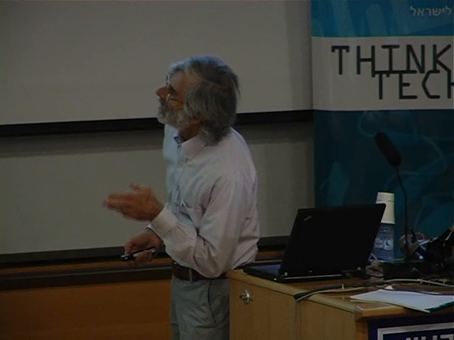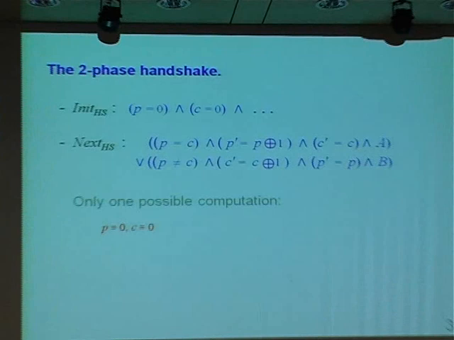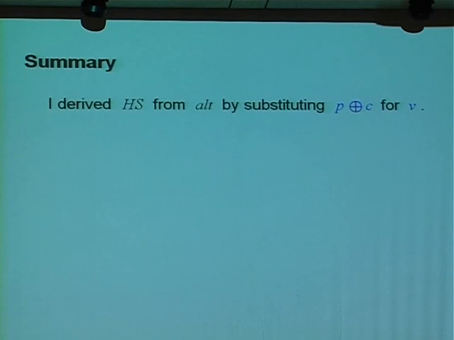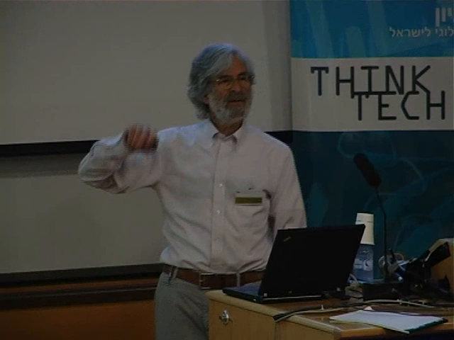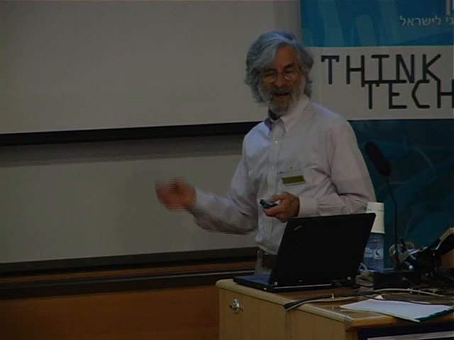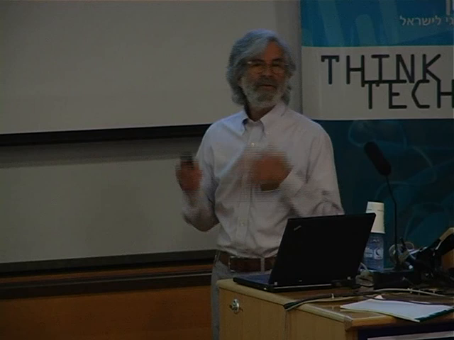In this, P and C represent the voltages on the wire, which, remember, voltages are either 0 or 1. So one possible computation is this. And you can check it at home. I don't have time to, but it's the same sort of thing we've done twice already. So, summary. I derived HS from alt by substituting P plus C for V. HS is said to refine or implement alt. Complex computing devices are designed by refining simpler ones. Refinement is mathematical substitution.